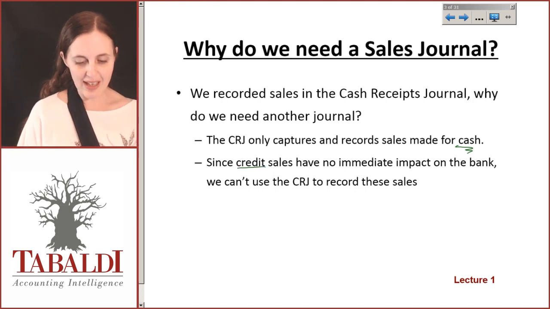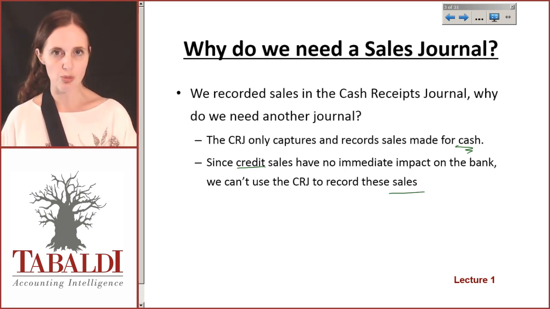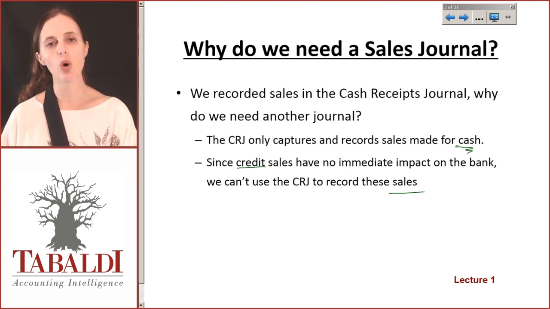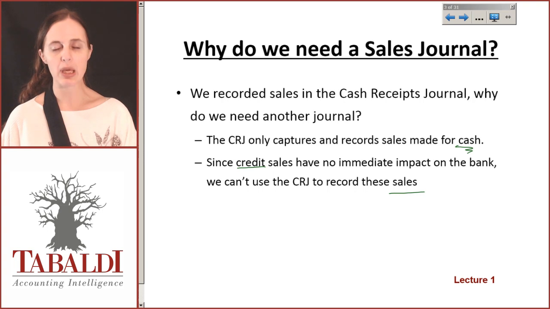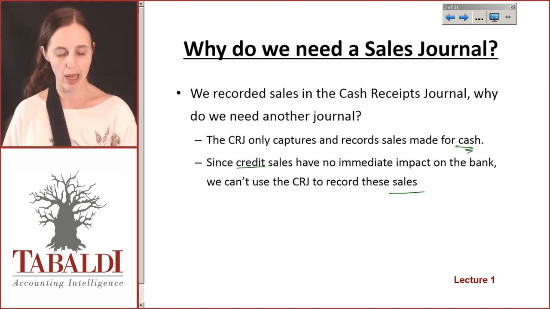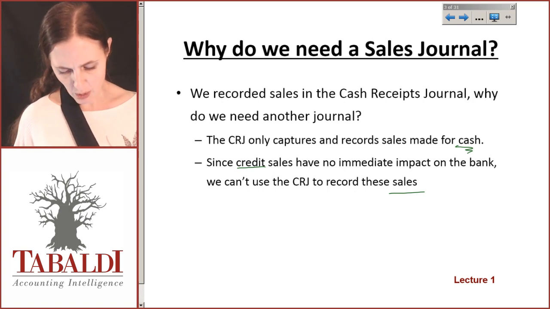Credit sales, when you sell something to someone on credit, don't have an immediate impact on the bank, which means we can't use the cash receipts journal to record these sales because there's nothing to put in the bank. But I've got to record the fact that someone just took something from me and they haven't paid for it. So I want to give them an invoice. I want to make sure that I've recorded the fact that I have made a sale, but I don't have anything in the bank.